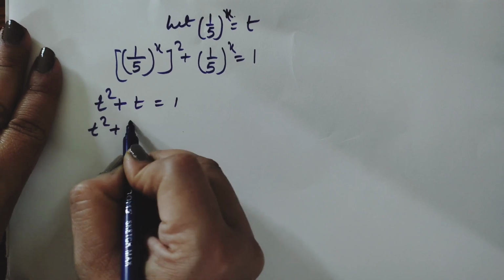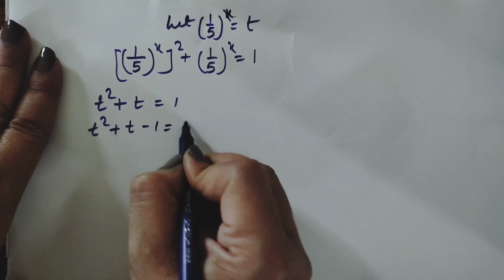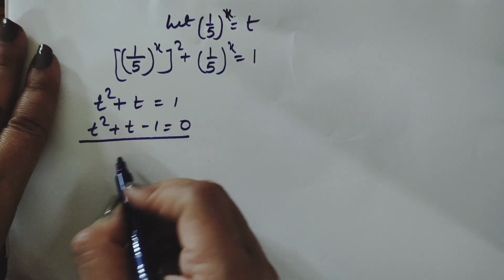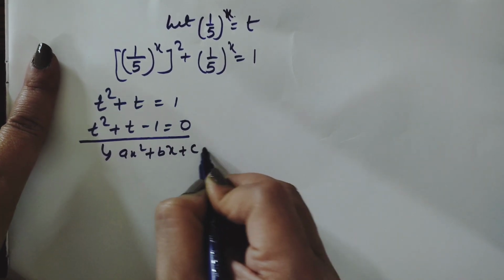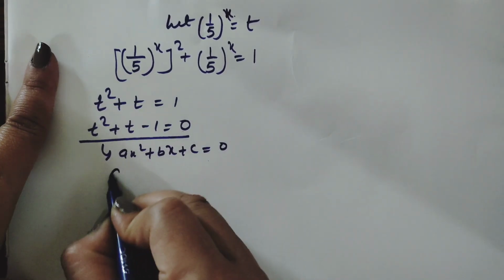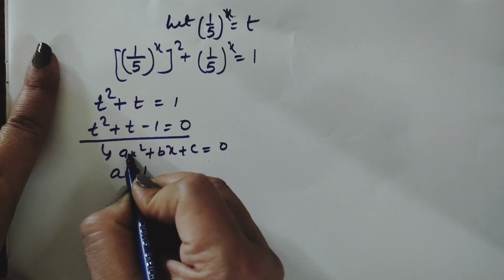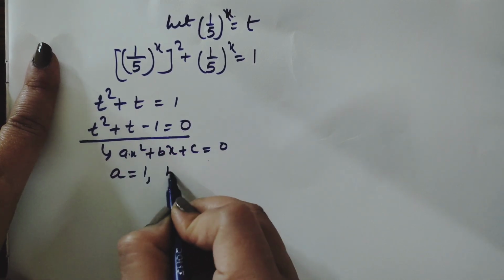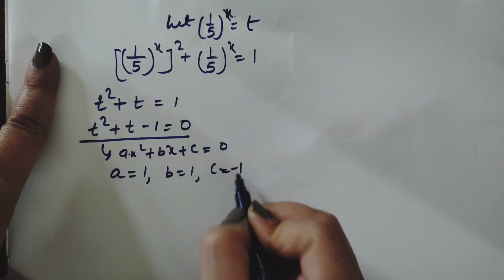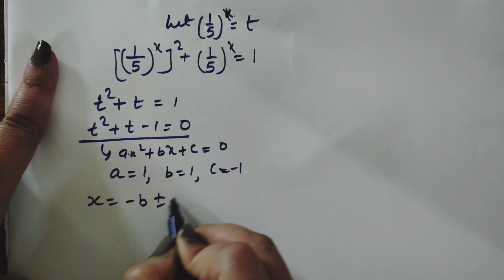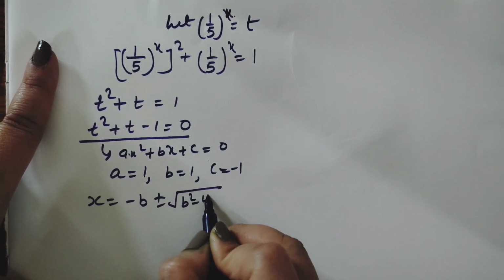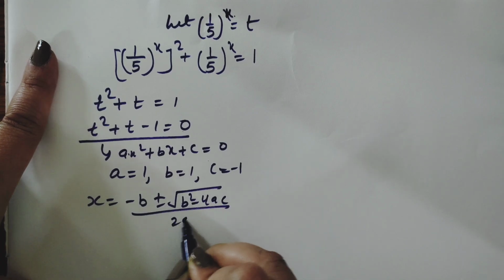Now this 1 comes to the left hand side. So you can see this is a quadratic equation. If you compare it with the standard quadratic equation and use the quadratic formula, you will get the value of t. So a is 1 here, b is 1 and c is minus 1. And what is our quadratic formula? x equals minus b plus minus under root of b square minus 4ac upon 2a.